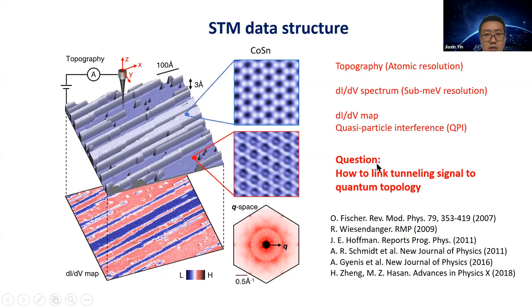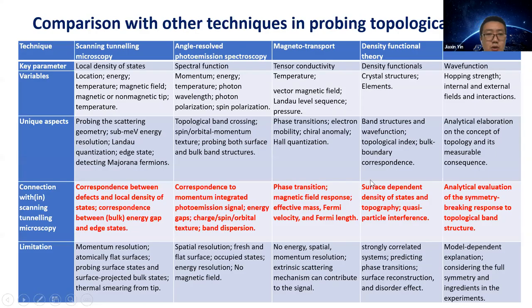With those perturbations, we can find a good constraint on the interpretation of this anomaly. And the third part is that we will often try to connect our STM data with other complementary techniques to get a comprehensive picture.